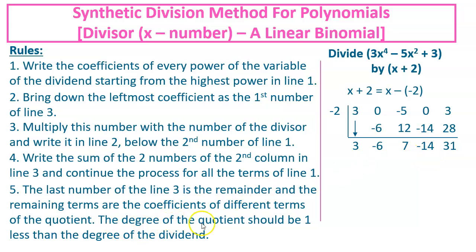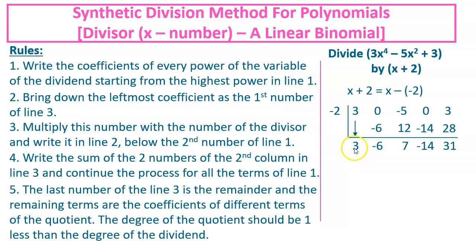Okay. The degree of the quotient should be 1 less than the degree of the dividend, because the divisor is a linear divisor, a linear binomial. It is not that every time the degree of the quotient will be 1 less than the degree of the dividend. Because it is a linear divisor, the degree of the quotient will be 1 less than the degree of the dividend.